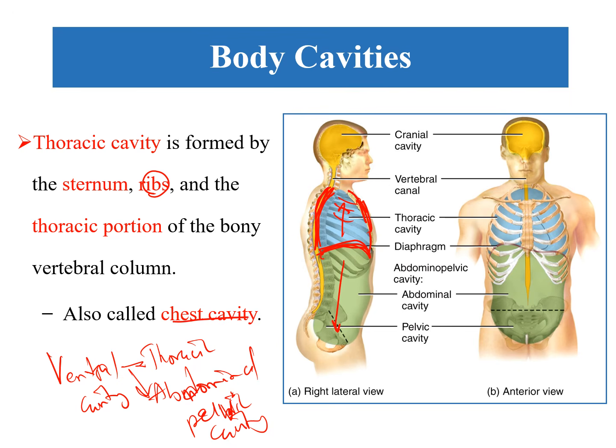The thoracic cavity is also known as the chest cavity. It is made up of several organs: the heart, the lungs, the major blood vessels such as the aorta, and other organs as we are going to talk about later on, the thymus and so on. They are all found within the thoracic cavity.